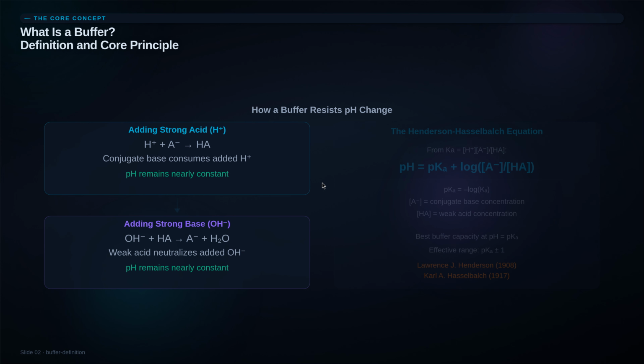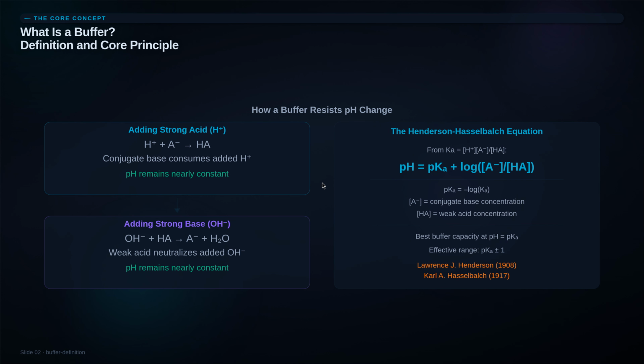What is a buffer solution? A buffer solution is a mixture of a weak acid and its conjugate base, or a weak base and its conjugate acid, that resists changes in pH when small quantities of a strong acid or strong base are added. The key is that both components must be present in significant and roughly equal concentrations. The weak acid HA can neutralize added hydroxide ions, while the conjugate base A- can neutralize added protons. This dual action is what gives buffers their remarkable pH stability.